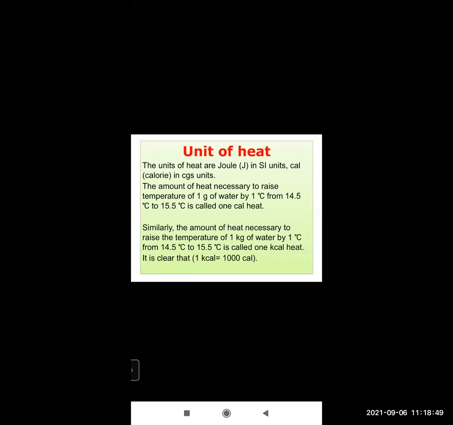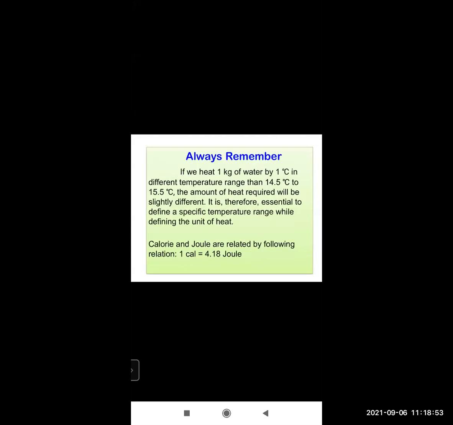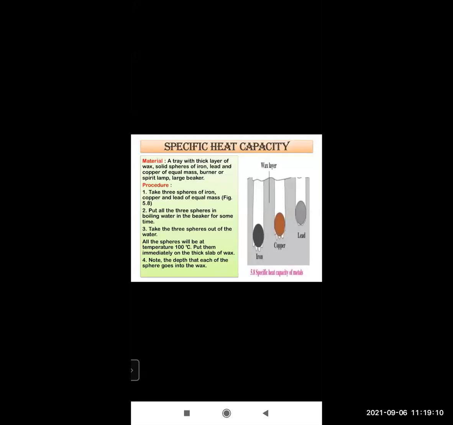Then we have seen the conversion that 1 kilocalorie is equal to 1000 calorie. Again, we have seen one more relation between calorie and joule, that is 1 calorie is equal to 4.18 joule. This is the relationship between calorie and joule. Then the next point, which is very important, as I already told you, is specific heat capacity.